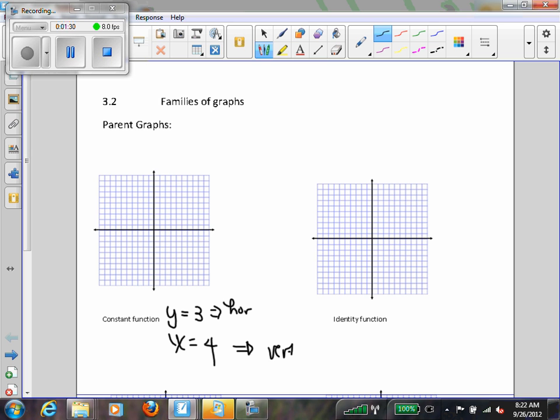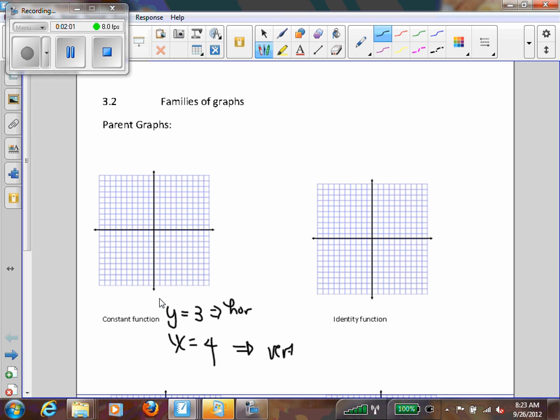All right, what we're looking at today is what is going to happen if we multiply our parent graph, or if we add something to our parent graph. What is it doing to our X and our Y? Because that makes graphing it really so much easier once we know in our head what these graphs should look like. So when we start changing things by adding or multiplying or dividing by values, what does that do to our graph and how does it change our look? That's what we're looking at.